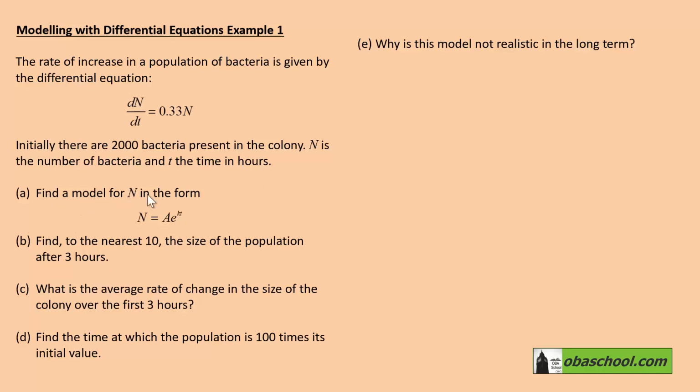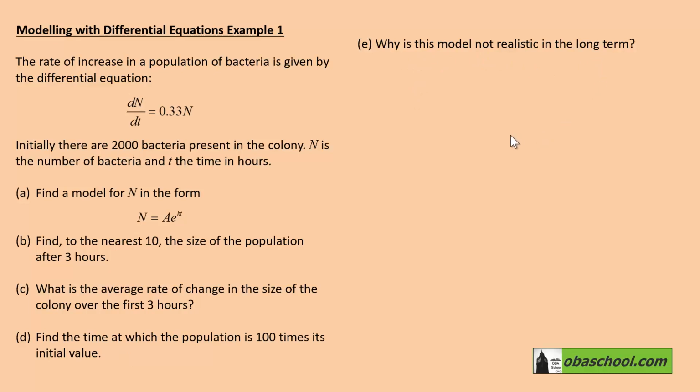Find a model for n in the form n = ae^(kt). Find to the nearest 10 the size of the population after 3 hours. What is the average rate of change in the size of the colony over the first 3 hours? Find the time at which the population is 100 times its initial value, and why is this model not realistic in the long term?